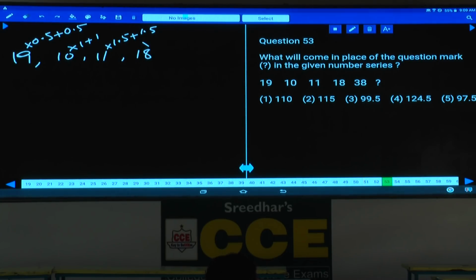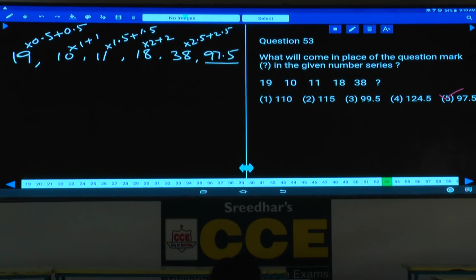And next one must be 18 into 2 plus 2, 36 plus 2, 38. And the next one must be how much? Into 2.5 plus 2.5. Yes, 38 into 2.5, 38 into 2, 76 plus 19. 76 plus 19 is how much? 95. 95 plus 2.5, 97.5. 97.5, that is choice 5. Now the given numbers are multiplied with 0.5, 1, 1.5, 2, 2.5 and 0.5, 1, 1.5, 2, 2.5 are being added. And this is about question number 53.